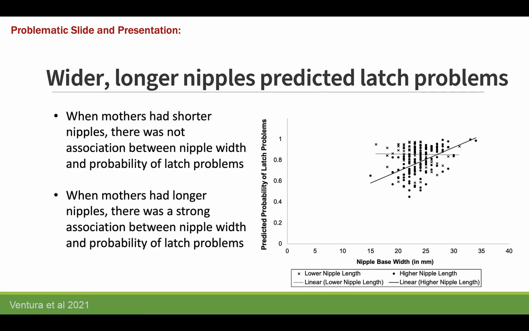Here's a slide that presents some data, but in a way that's a little bit cluttered and unclear. This was a study of breastfeeding mothers looking at whether aspects of nipple anatomy, in particular how wide and long nipples were, predicted latch problems, or problems related to the baby being unable to latch onto the breast during breastfeeding.